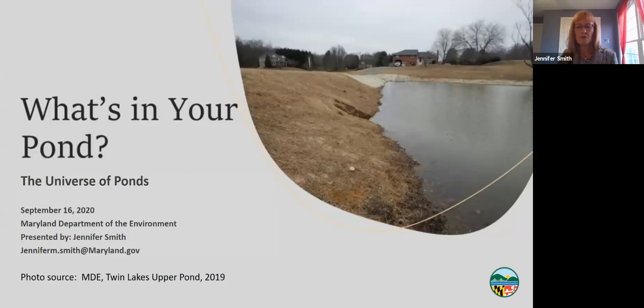By the way, for those of you who are interested, this slide shows a picture of an HOA-owned Twin Lakes Upper Pond in Calvert County. And if you look closely, you can see a large void in the dam caused by the resident muskrat.